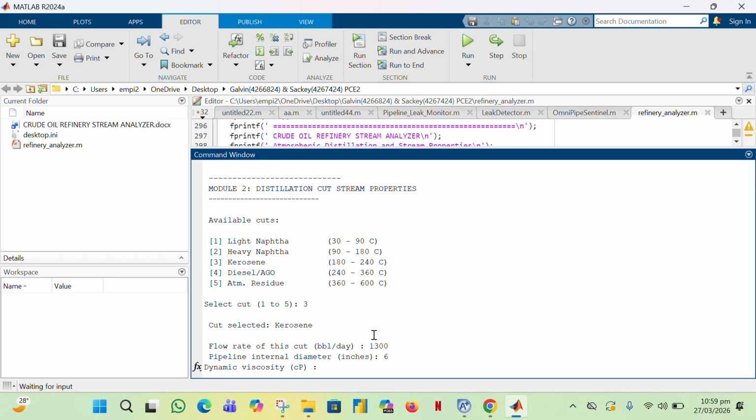And dynamic viscosity. This tells the app how thick or thin the fluid is. Kerosene is slightly thicker, around 2 centipoise. This value comes from lab tests done on the fluid. So I'll enter 2.